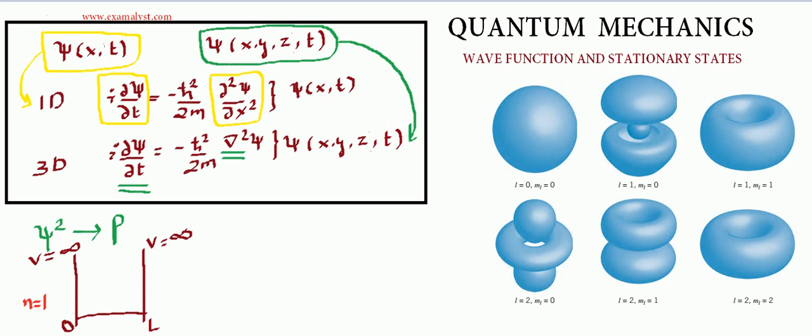So for the n equals 1 state, the probability is like this. Let me draw it better. So the probability is like this. This is quite weird, because this diagram says that if you try measuring the presence of the electron, you'll find that for the maximum amount of time the electron is at the center, and the electron spends the minimum amount of time near the edges of the box. So this is quite weird.